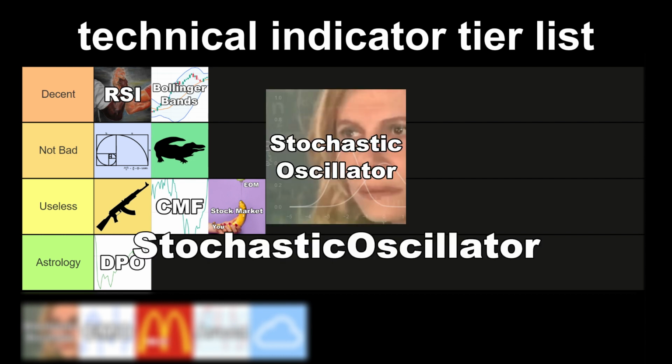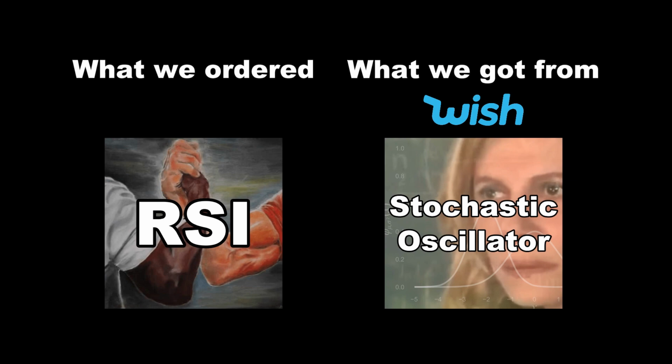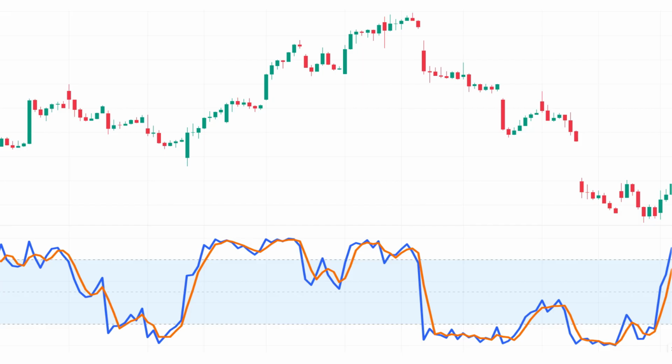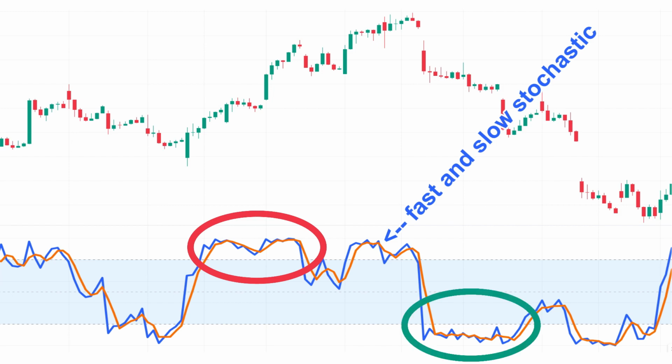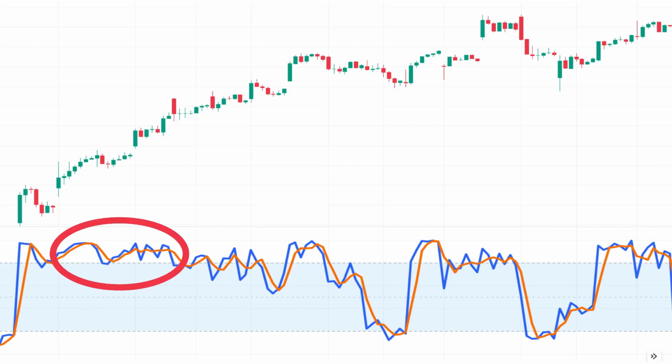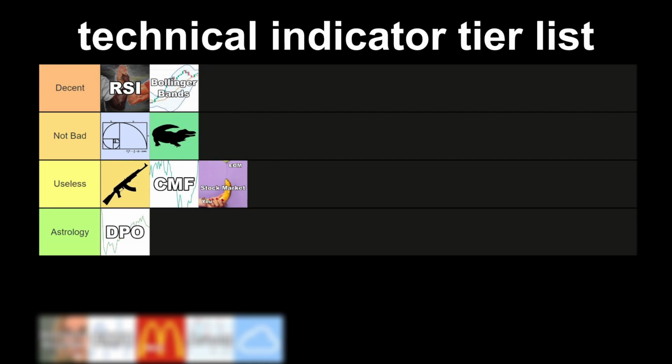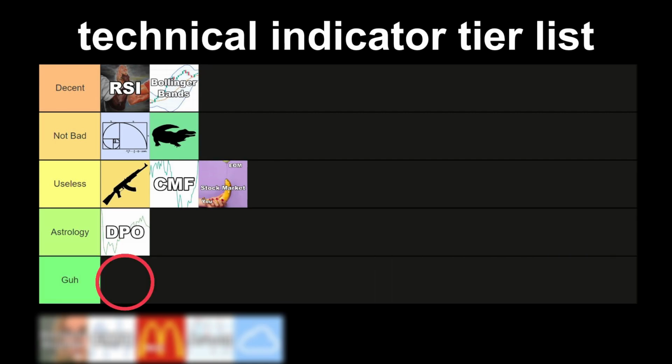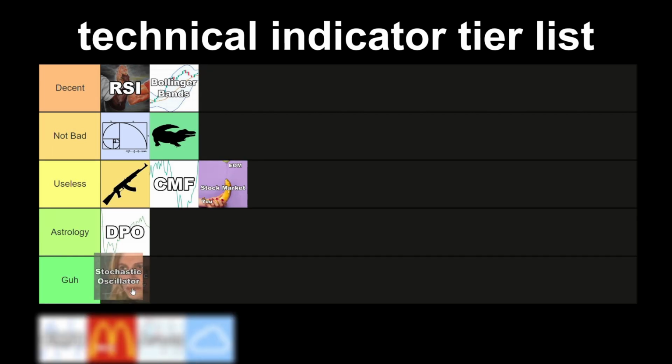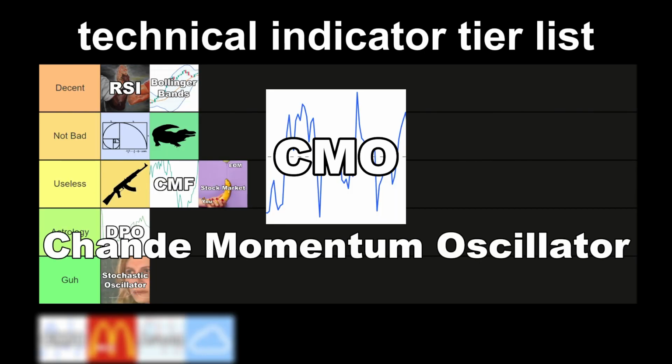The stochastic oscillator. This indicator is what you get when you order the relative strength index on wish.com. Like the RSI, the stochastic oscillator can help you identify overbought or oversold conditions. But unlike the RSI, it tends to produce false signals during strong trends, which will supply you with a shitload of certified moments. As a result, we are legally obliged to open up a special tier to accommodate the stochastic indicator.